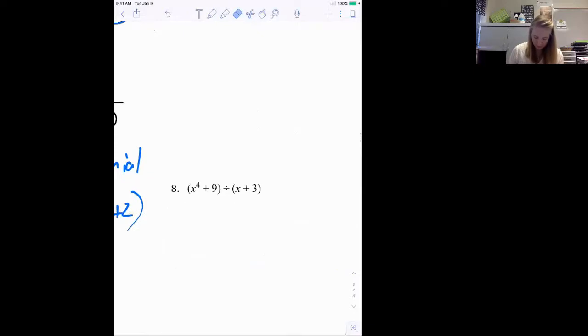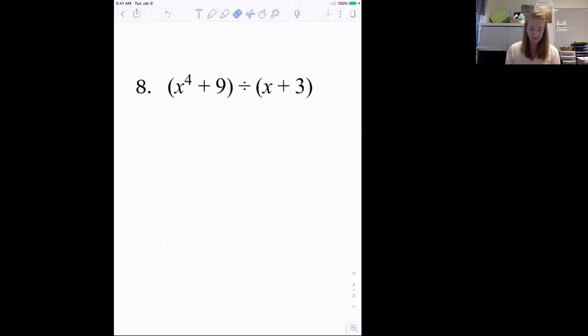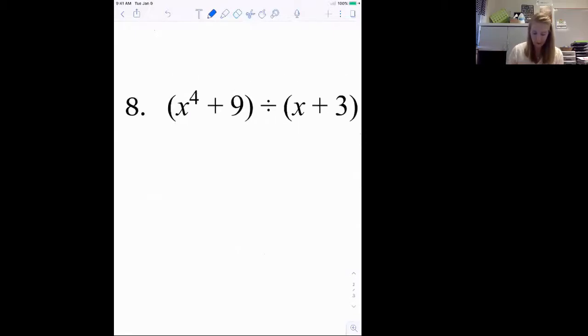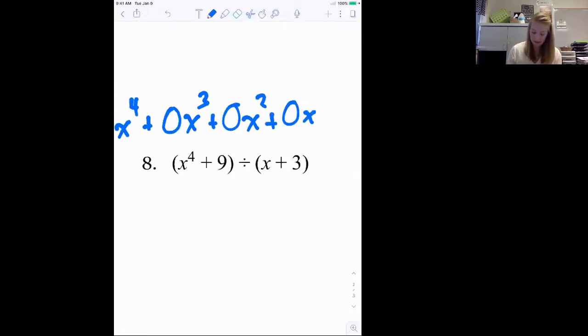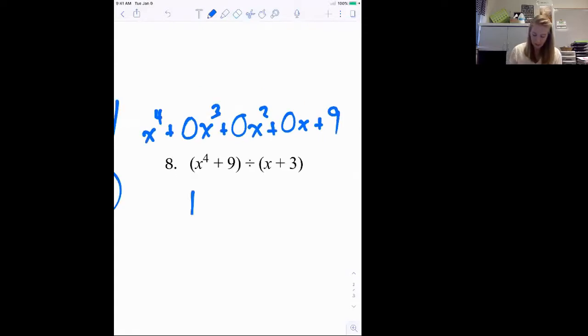Okay, I want to do one more. This one right here. I want to show you an example because this one, it's from greatest exponent to smallest exponent, but it's missing some, right? There's no x cubed or x squared or x term in there. So if I were going to write this out, x to the 4th, I need to put a placeholder in there. I have 0 x cubes, and I have 0 x squareds, and I have 0 x's. And then lastly, I have my constant. So you have to put those placeholders in there so that when you write out your coefficients, you get the right numbers in the right spots.